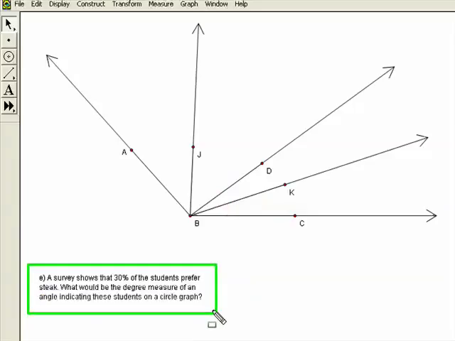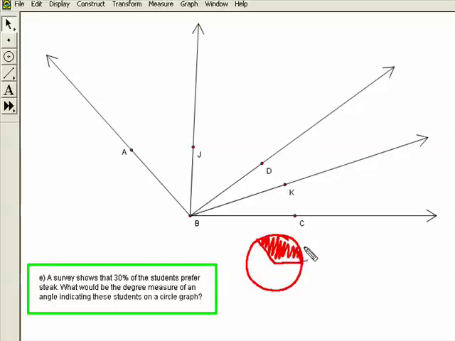It says a survey shows that 30% of students prefer steak. What would be the degree measure of an angle indicating these students on a circle graph? Well, hopefully you've seen a circle graph before, and it's called a pie chart also. And so let's just draw a circle on here, and let's think about what 30% of that would look like. Well, just estimate for right now. 30%, that's almost a third of the circle. So we know that if, let's just draw a line right there, it would be more than a quarter, so maybe something like that is what it would look like, something greater than 90 degrees.